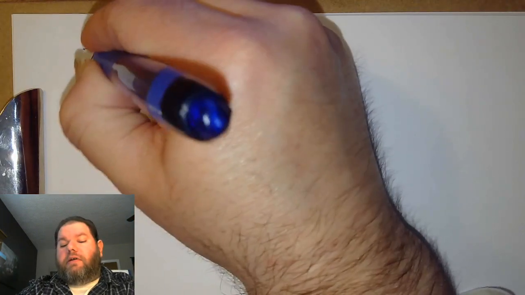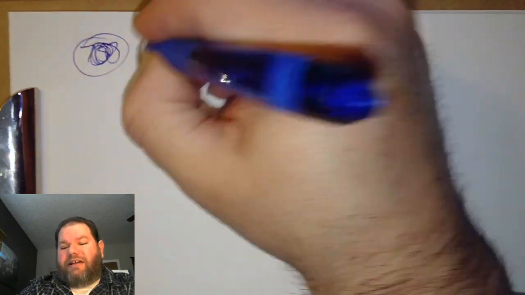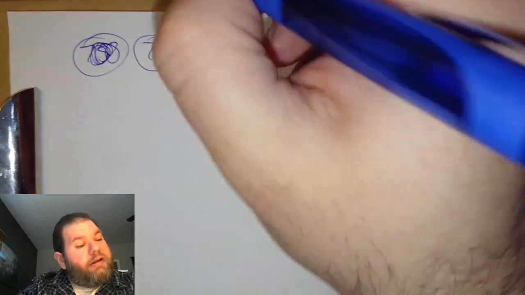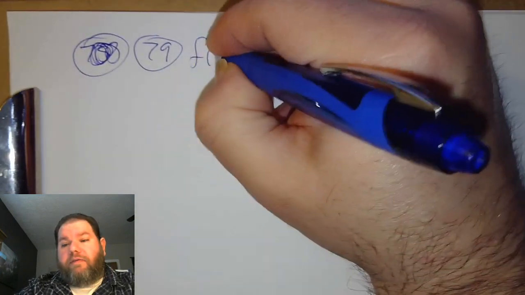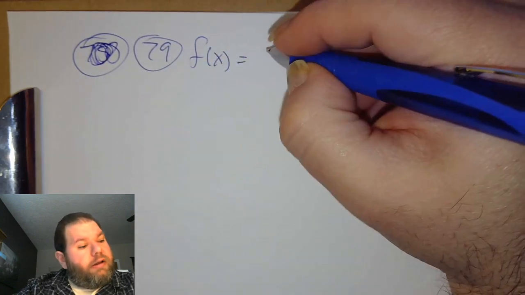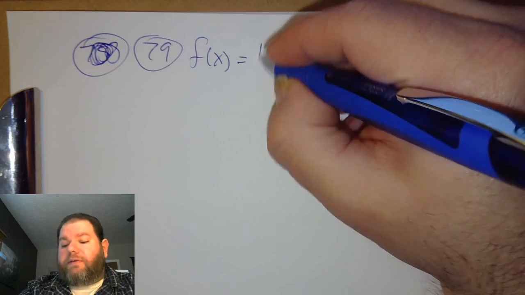75. 79, sorry. I already forgot which one you asked for again. F of x is log of x minus 4 plus 2.